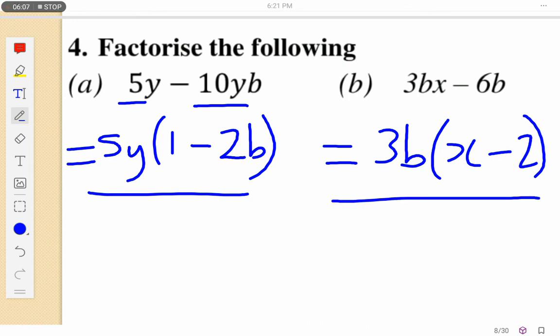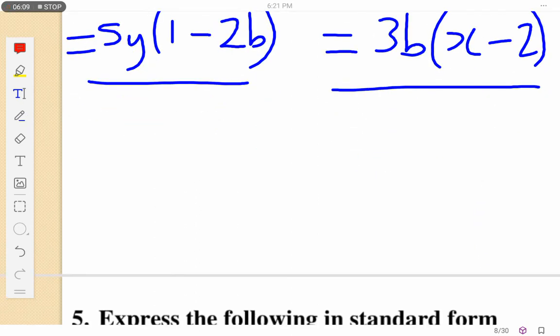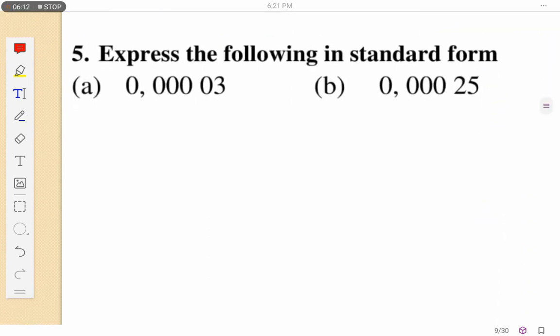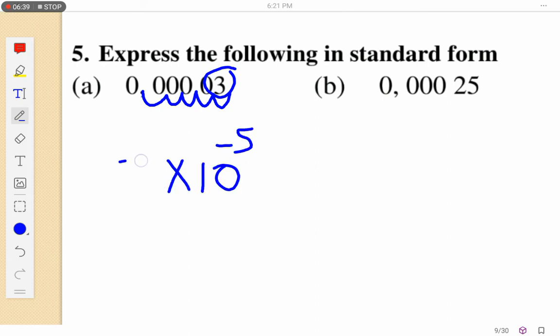Let's go on to the next question, number 5. This one we wanted to express in standard form. We said when we are expressing in standard form, if it's a decimal like this, you count going this side, it means it's going to be to the power of minus something. So I want to know the number. I'll say minus 1, minus 2, minus 3, minus 4, minus 5. Now I have a number, so I can say 10 to the power of minus 5, then times our 3 there. We are done. Let's go to the next one.